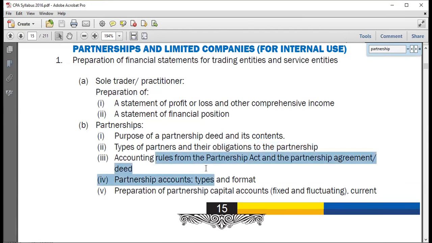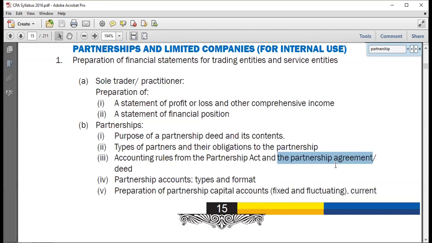Accounting rules from the Partnership Act and the Partnership Agreement Deed, as we saw, can tell you exactly how the partners distribute the respective profits and so on. I would give you an assignment to go and look at the Partnership Act of Uganda. Just interest yourself in the Partnership Act. I think this is the Partnership Act 2010. Try to see what it says in terms of accounting.